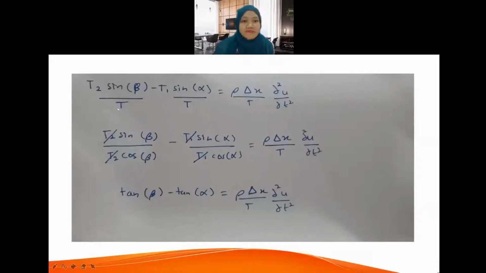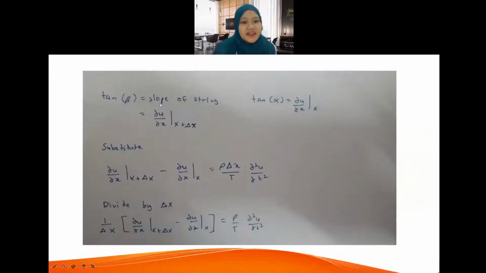From here, we can separate it and use the T that we already assumed before and replace it with T2 cos beta and T1 cos alpha. Here, we can just cancel the T1 and T2. We can see that here is sine over cos, and sine over cos we can replace with tangent. Next, tangent beta is the slope of the string.